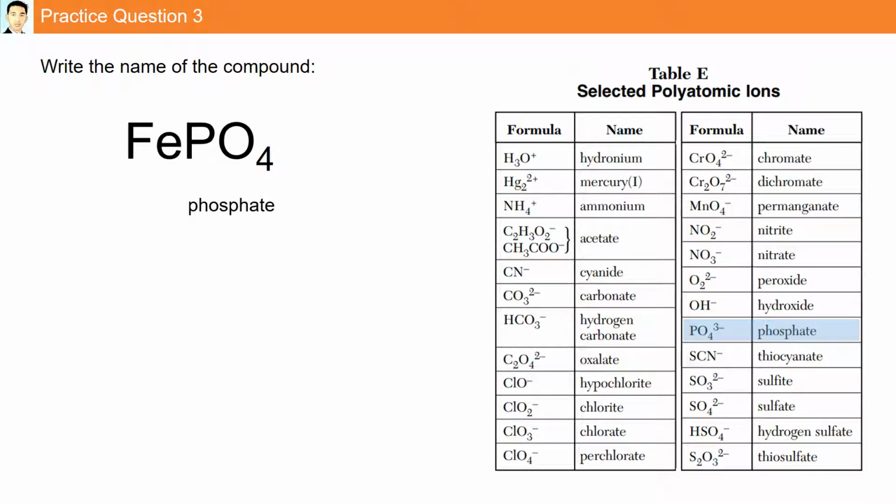There is one atom of iron present, therefore, iron must have donated 3 electrons to the phosphate, which causes iron to have a 3+ charge. So our name of the compound is iron 3 phosphate.